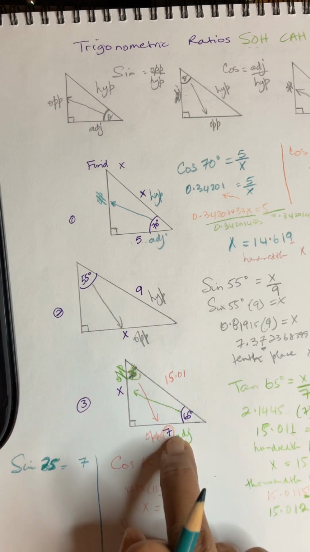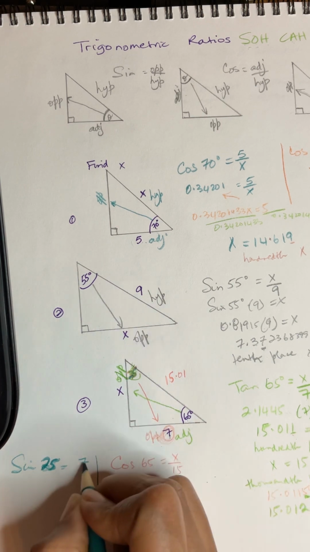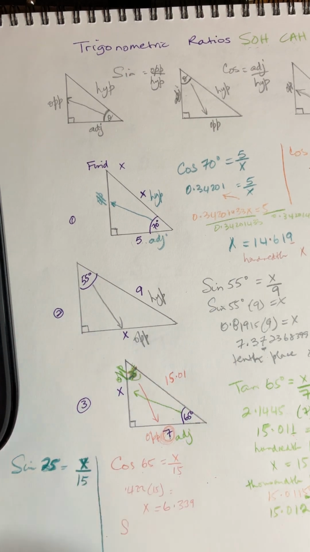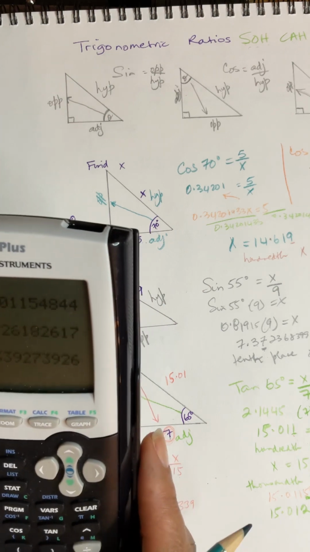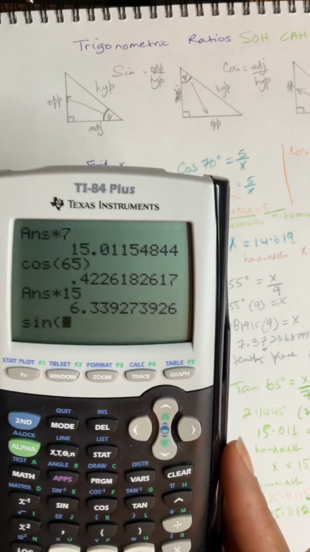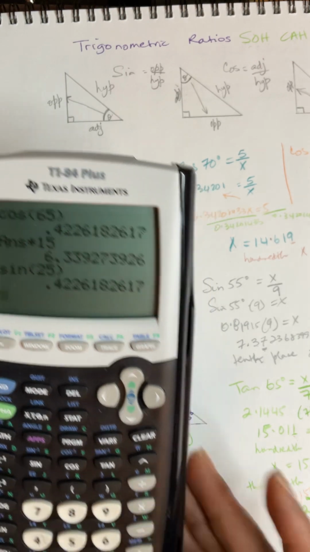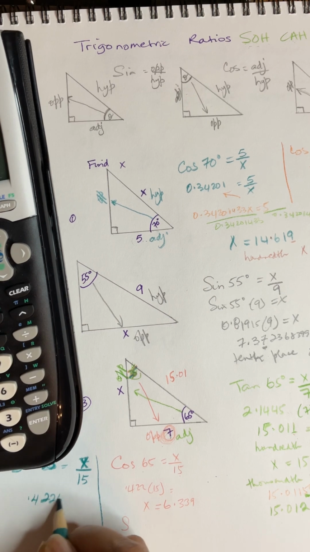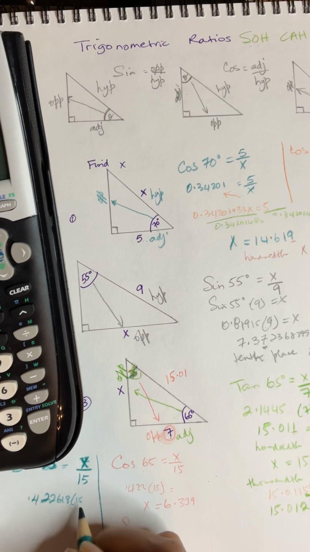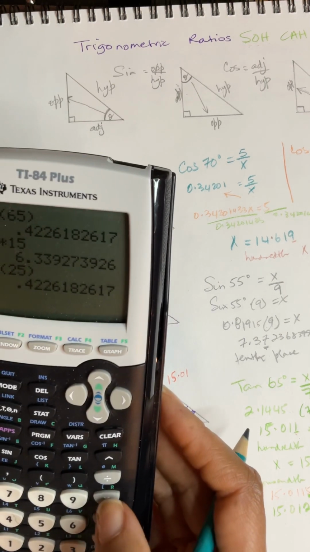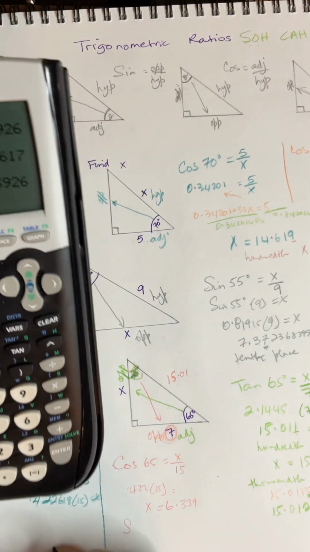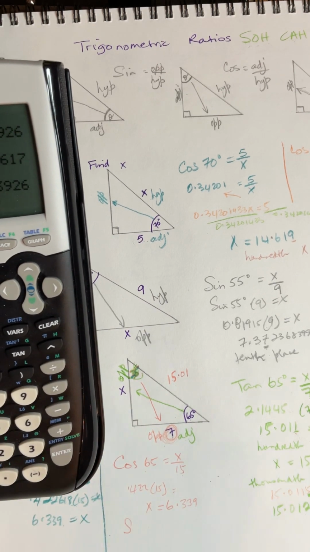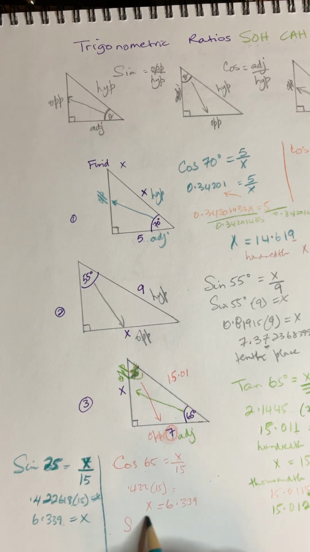The 25 degrees would now be the opposite, which is 7, well, actually, let's not use it as 7. Let this be x. So it's x, the opposite, over the 15. So I'm going to do sine 25. It's going to give me 0.422618, times 15 equals x. When I times it by 15 here, notice I get also x equal to 6.339. All right, that's the same thing I got here.